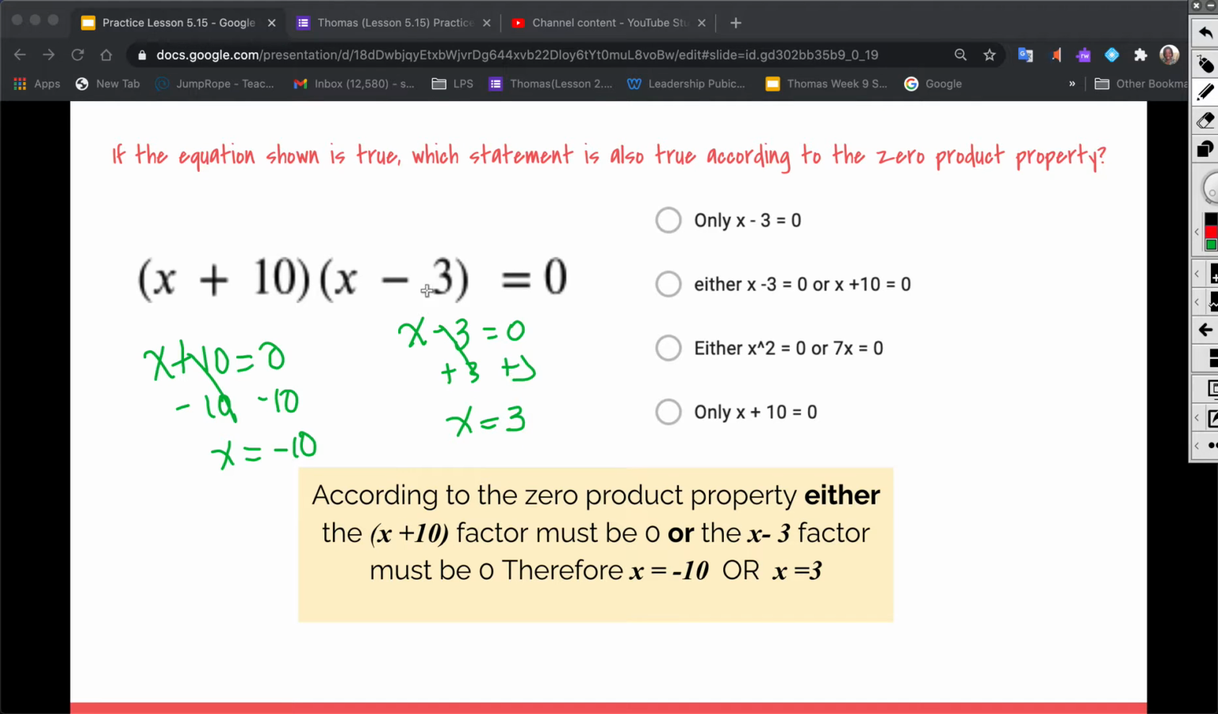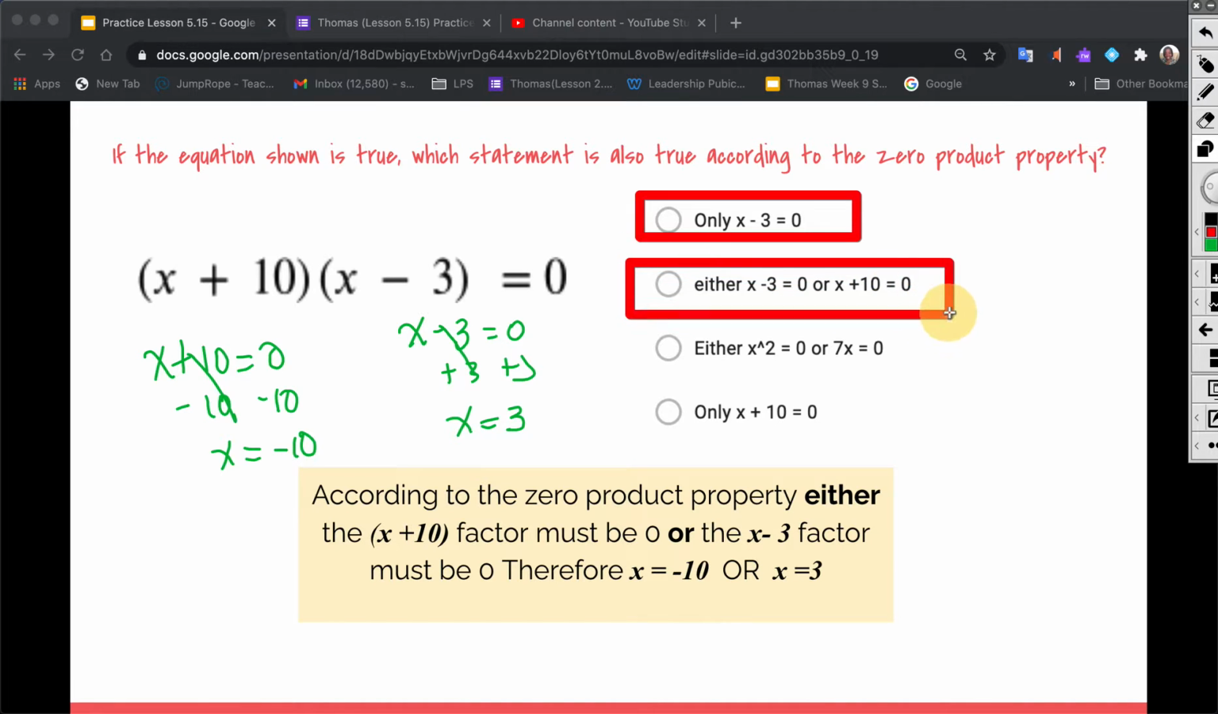So if we're looking at the options that we are given, any one of the factors could make the product 0. So we know we could say x minus 3 could be equal to 0. Either of the two factors could be equal to 0. x squared is equal to 0 or 7x: these are not factors. These could be terms in the product, but these are not factors of the expression.